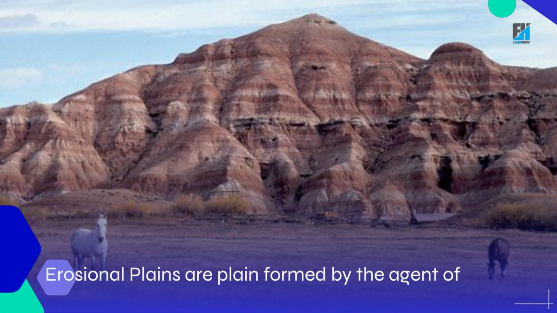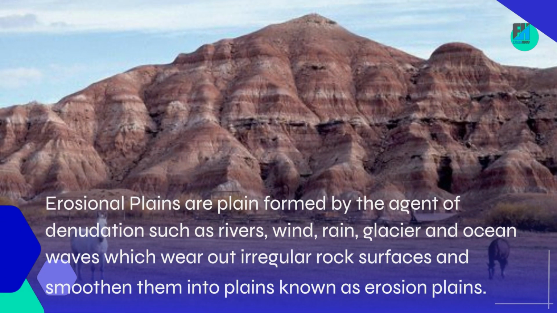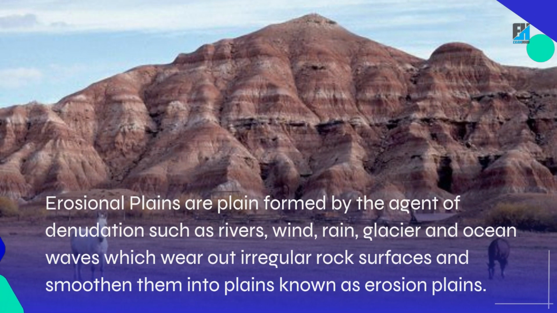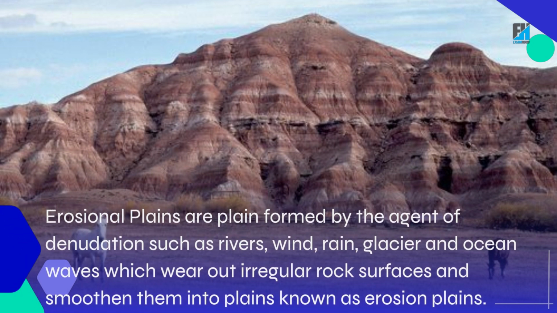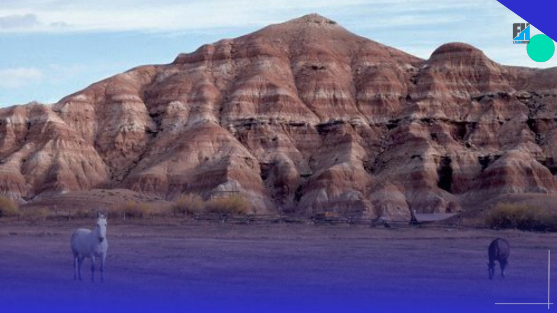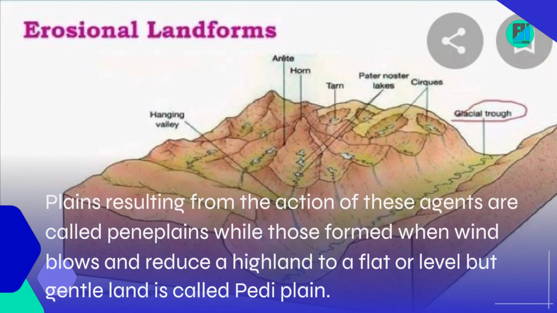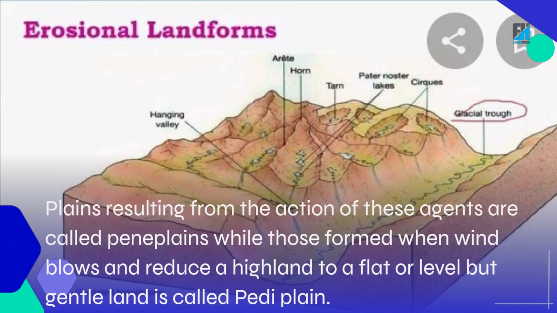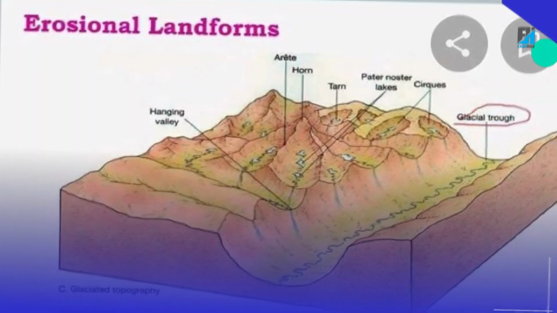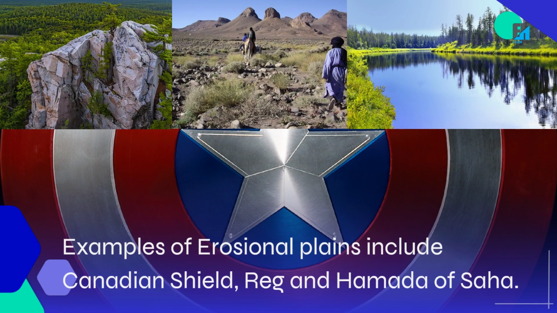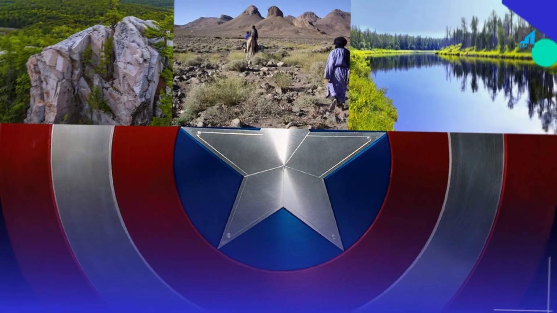Erosional plains are plains formed by agents of denudation such as rivers, wind, rain, glaciers and ocean waves, which wear out irregular rock surfaces and smoothen them into plains known as erosional plains. Plains resulting from the action of these agents are called peneplains, while those formed when wind blows and reduces a highland to a flat or level but gentle land are called pediplains. Examples of erosional plains include the Canadian Shield, Reg and Hamada of the Sahara.